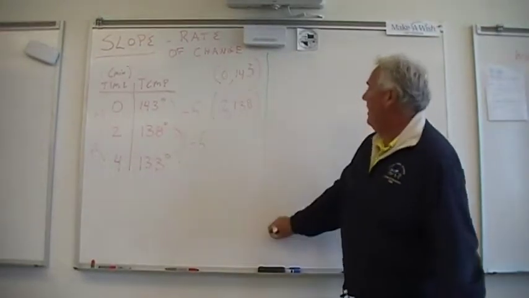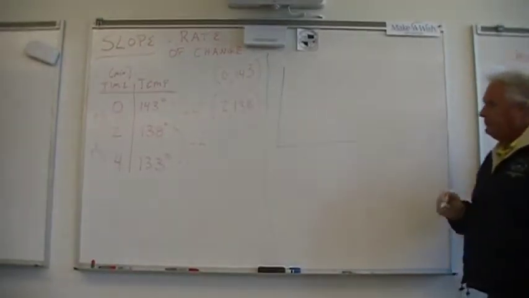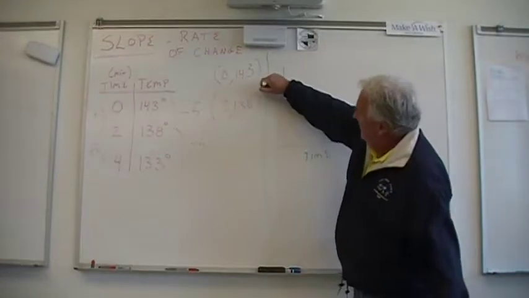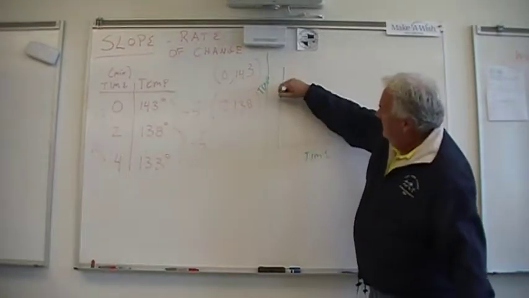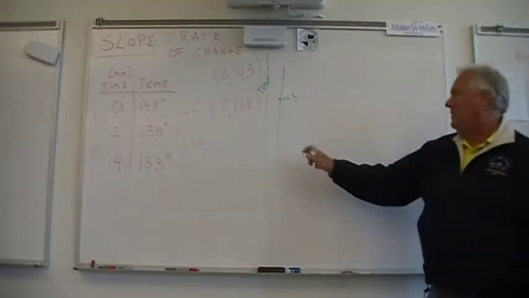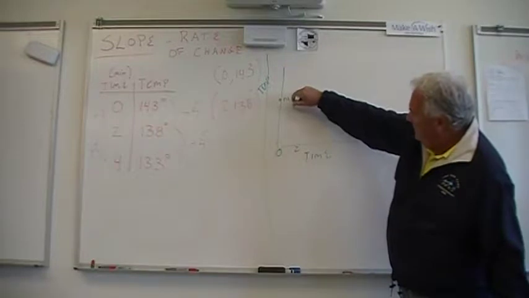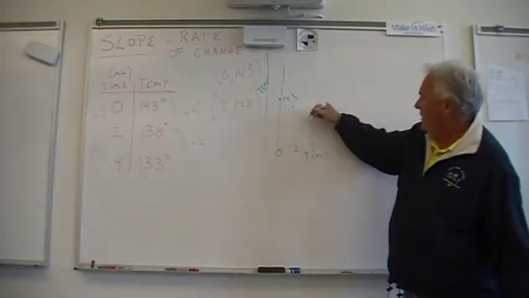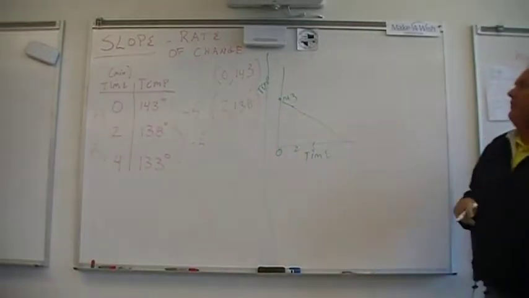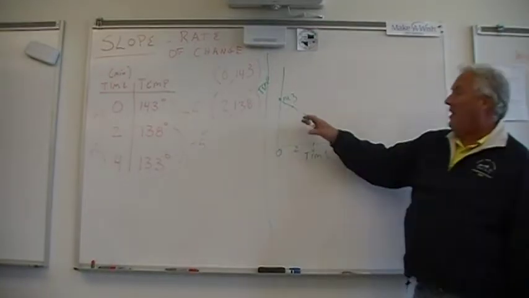Our second way of showing it is in a graph. Time and temperature. Here's 143 right there, because that's at 0. At 2 minutes, we're here, and at 4 minutes, we're here. And so we can show slope in a graph format.